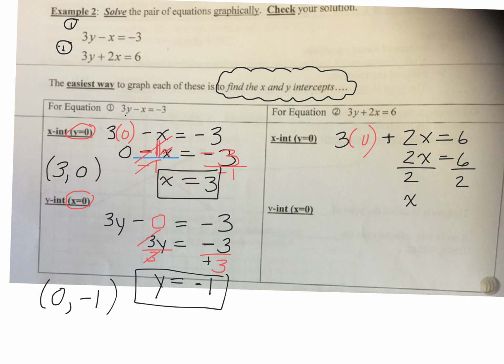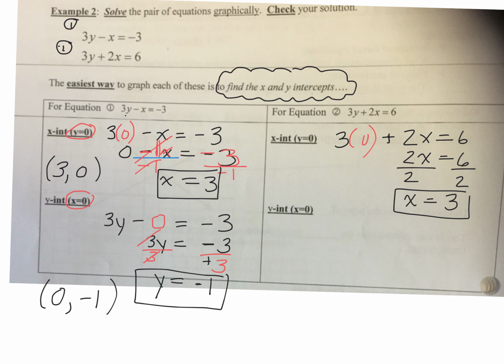So x is equal to 3, okay? Already, just by looking at the two equations and the two intercepts, can you make a prediction about where you think they're going to intersect?